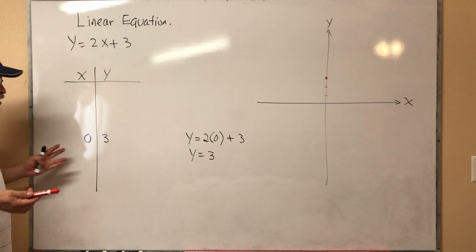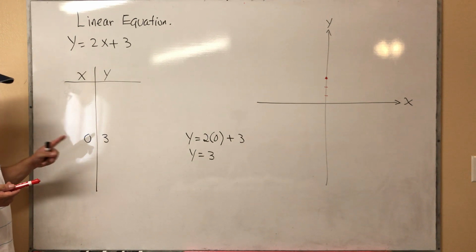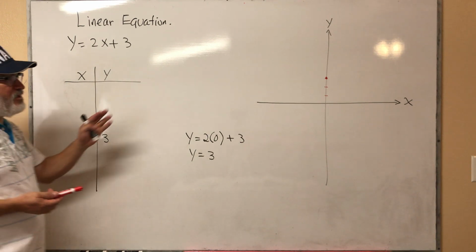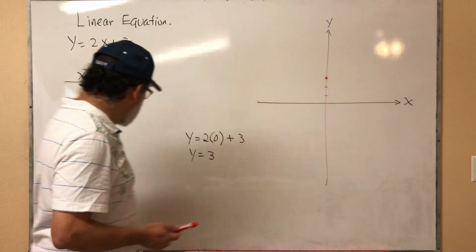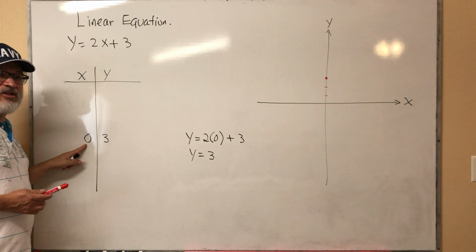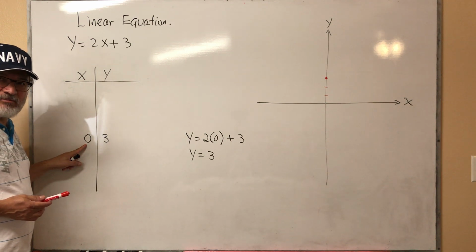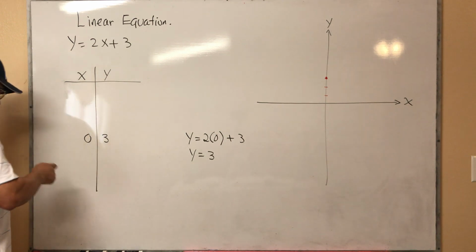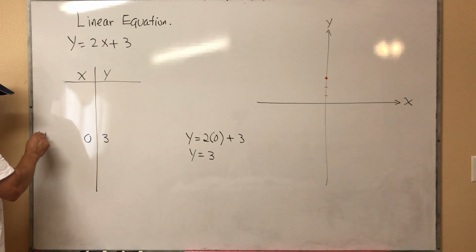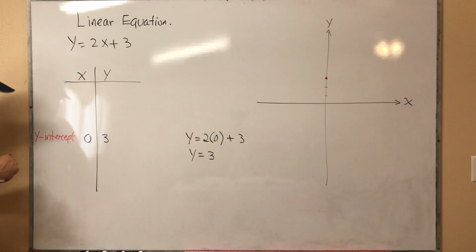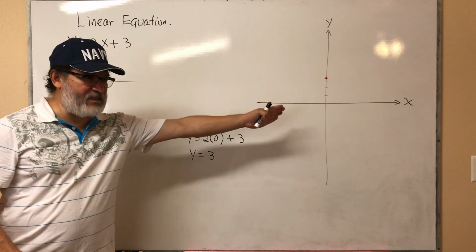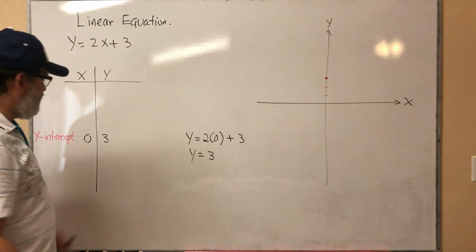By the way, if you notice, this ordered pair is on the y-axis. Look, on the y-axis. So we call this the y-intercept, because it's on the y-axis. Let's find another one.